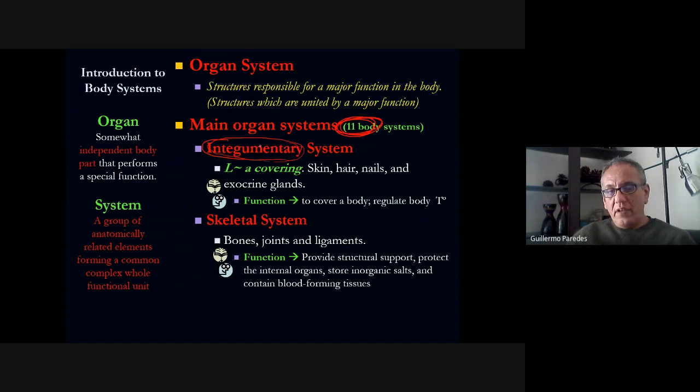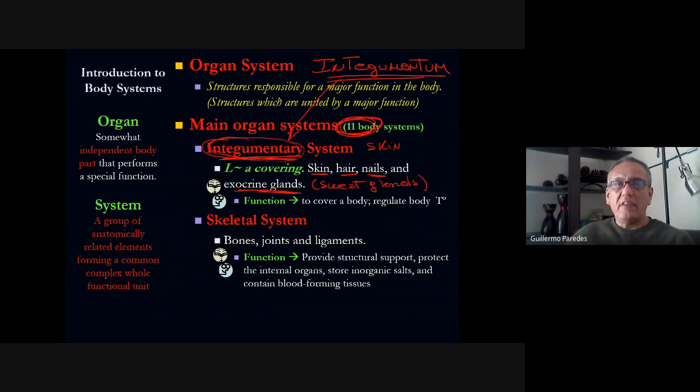Integumentary is basically the skin, your hair, your nails, and the exocrine glands. For example, we have the sweat glands, okay? That is called the integumentary system. And why do I remark about this? Because when it's the time to do your physical exam, the first thing you're going to do is the observation and inspection of the integumentary system. Integumentum. Integumentary system. That is the inspection, assessment of the skin, the hair, the nails, and the sweat glands.